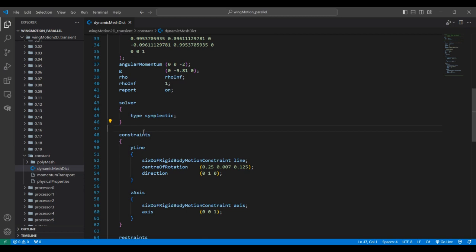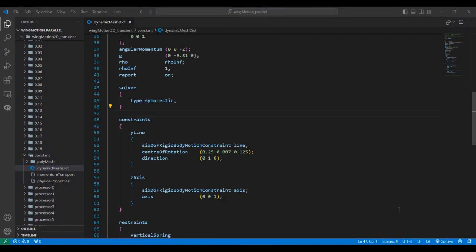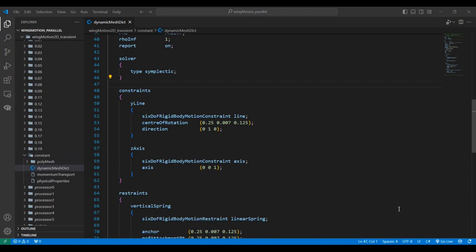Next we move on to the constraint part. Constraints are a list of motions that constrain the body. These directly control the permitted motion of the body. These are very different from the restraint that we will look at in a while. They do not generate any force, but they simply restrict the motion of the body. There are different keywords that we can use in constraint, like axis constraint, line constraint, plane constraint, point constraint, or even an orientation constraint.